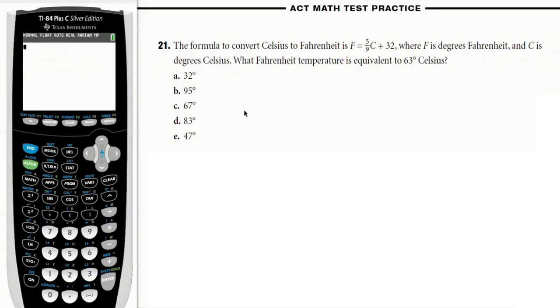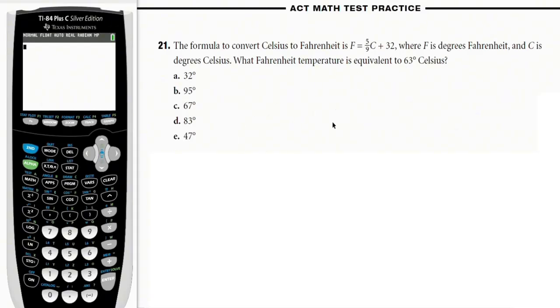Guys, this question is one of the simplest questions I have seen for ACT. So you don't actually need to store a value to solve this question or to reset the calculator. All you simply have to do is plug in this 63 degrees here in this variable C we have, and you'll be good to go and simplify the expression. So let's start with the calculator now.